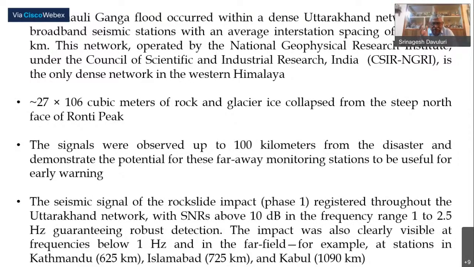So this event, the Dhauli Ganga flood, created a lot of material which had slipped from the steep north face of Ronti Peak. That was about 27 into 10^6 cubic meters of rock and glacier ice collapsing from the steep north face of Ronti Peak. 80% was rock and 20% was ice.